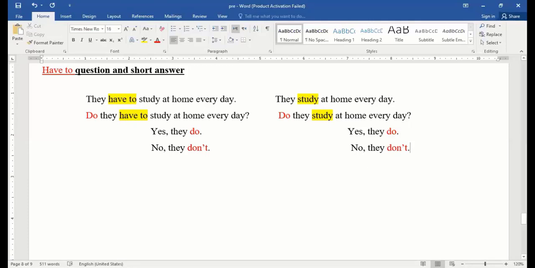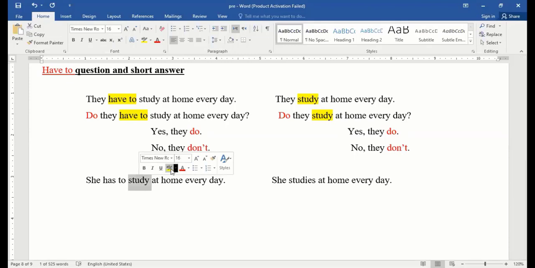Okay, let's have another example, but with a different subject. For example, she has to study at home every day. This is a sentence with she, and here again she studies at home every day. So where is the verb here? Study, okay. After she, what do we have? Studies, right? And after she, we have has to. So we have a different verb form after she, he, it. After he, she, it, we say has to, okay?